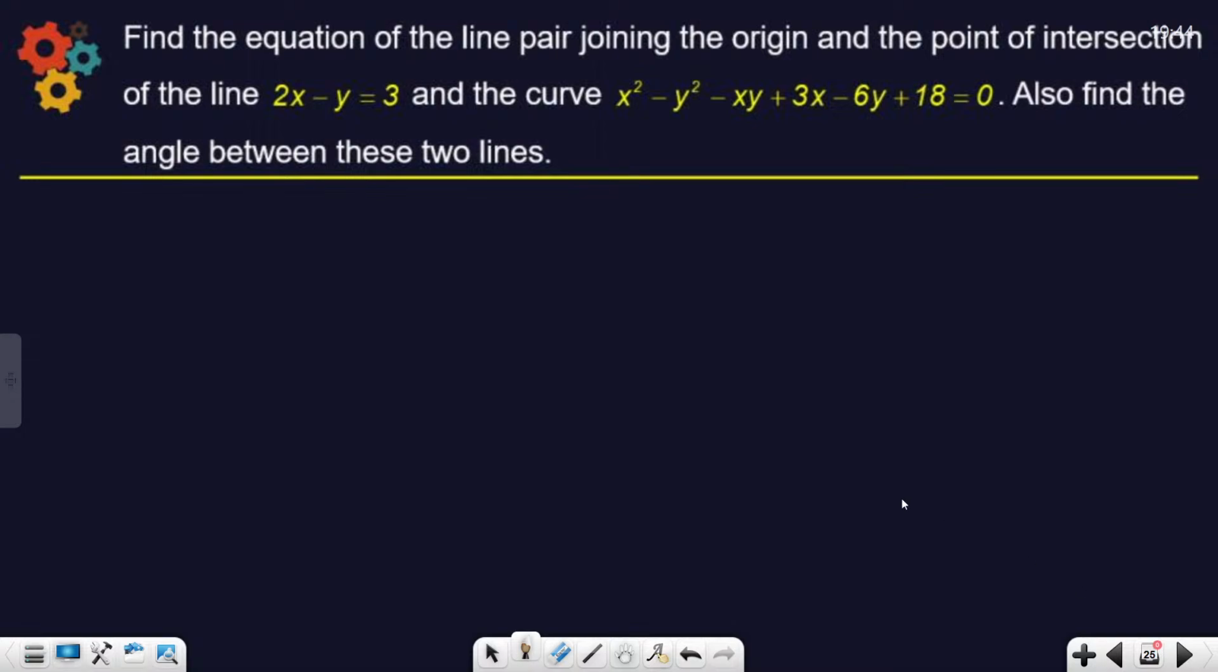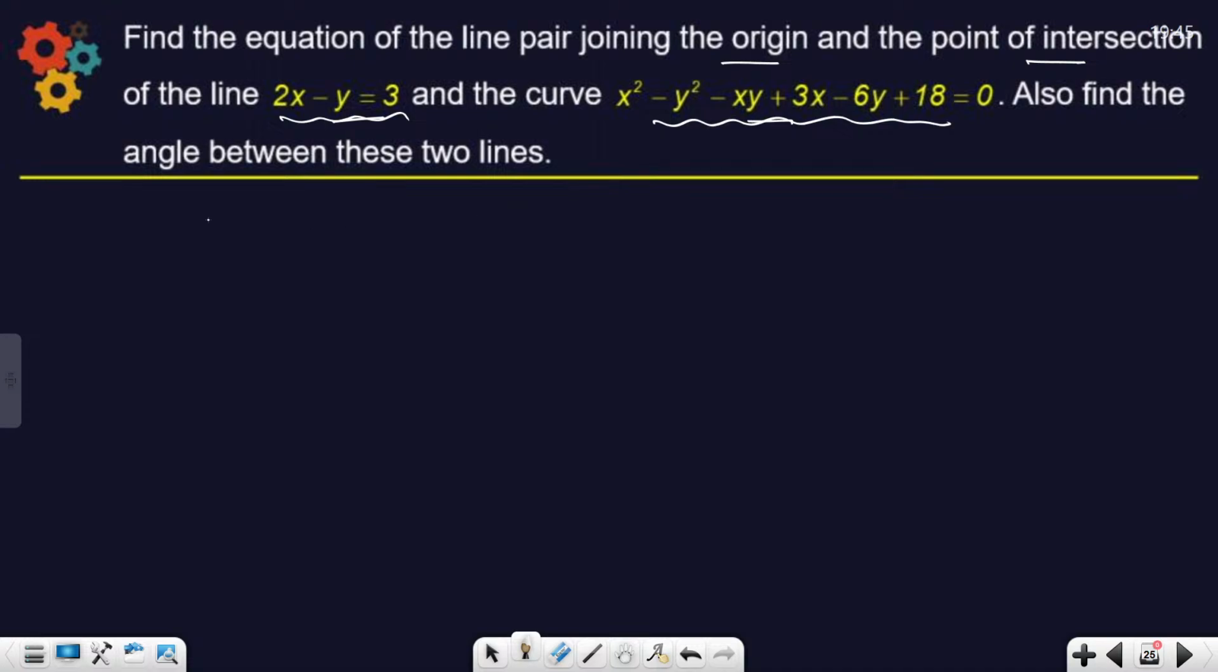Now, this question I'm not going to do for you. You people will do it. Find the equation of the line pair joining the origin and the point of intersection of this line, this and this. So from here, I simply want you to homogenize this equation with the help of this line. That's the first part of this question. Also find the angle between these two lines.